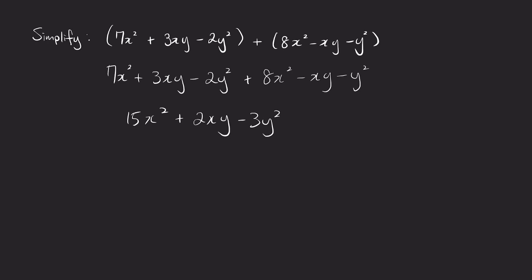And then finally we want to check if this factors. So the product of the coefficient of the first term and the third term is minus 45. Is there any set of two numbers that make a product of negative 45 and a sum of 2? I don't think so. So this expression does not factor, so it cannot be further simplified. So here's the answer.